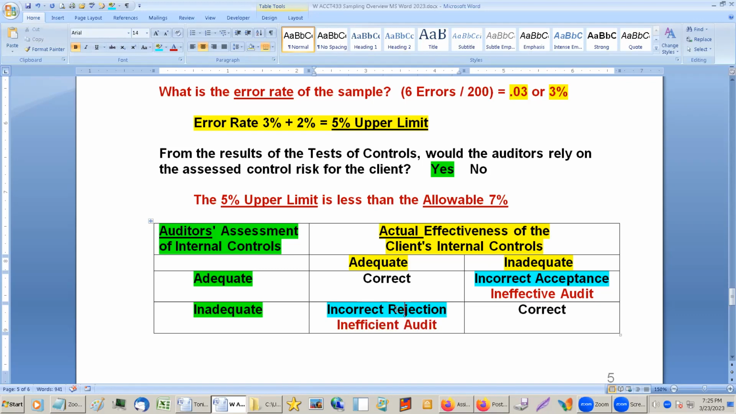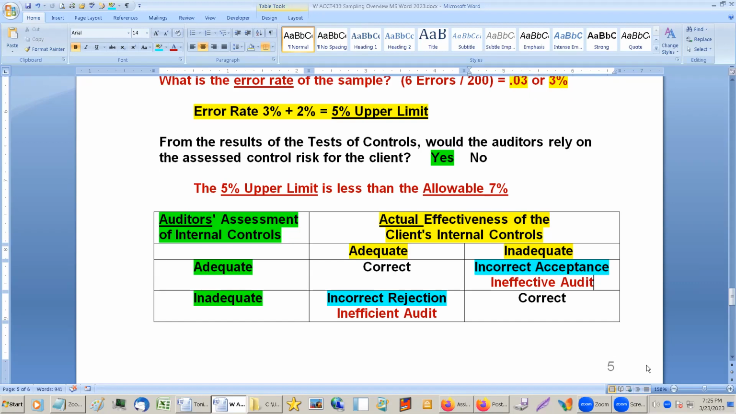Now, with this audit, unless something else goes wrong, you'll still come up with the correct result, and everything will be okay. Whereas with this one, you may very well rely on the controls being okay, cut down your testing, and lo and behold, a material misstatement would be allowed.